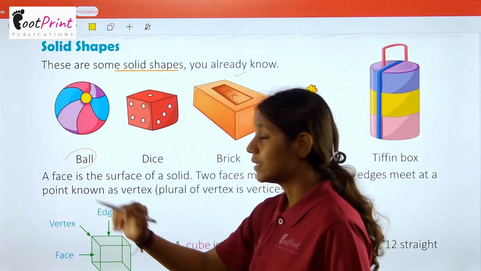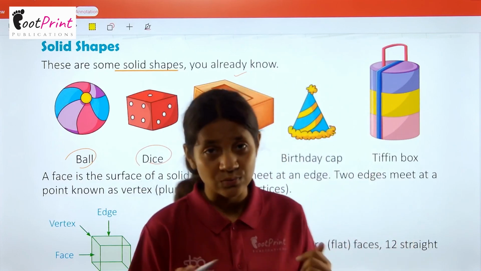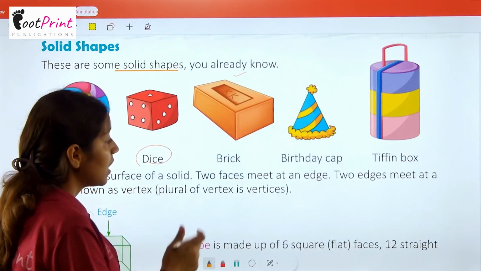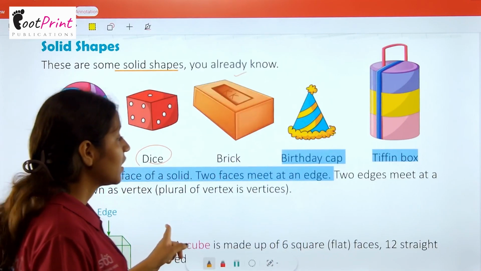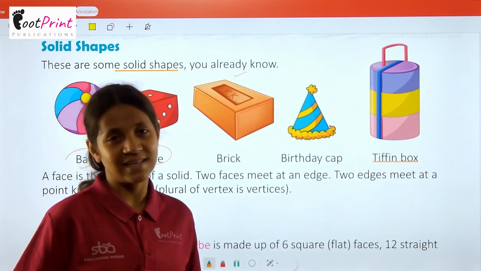A ball. That means we are talking about sphere. A dice, talking about cube. A brick, talking about cuboid. A birdie cap. That means we are talking about a cone. Now a tiffin box. That means we are talking about a cylinder.